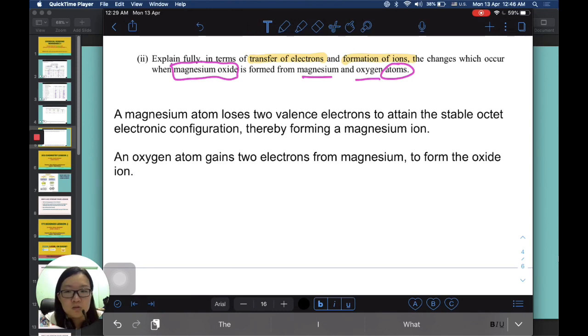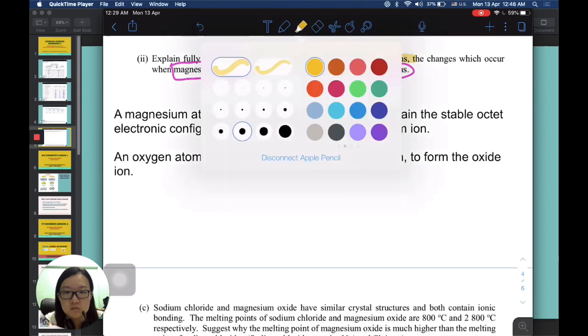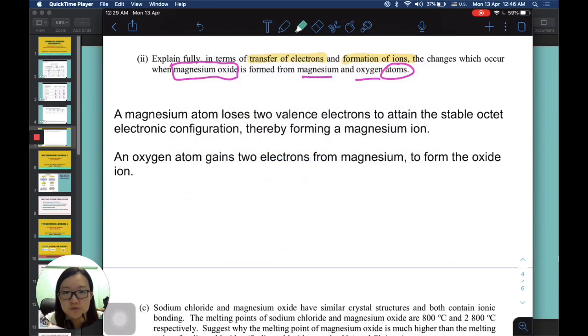Okay, now let me just highlight for you to let you see where the marking points are. So again, number 1, you are looking at in terms of transfer of electrons and formation of ions.